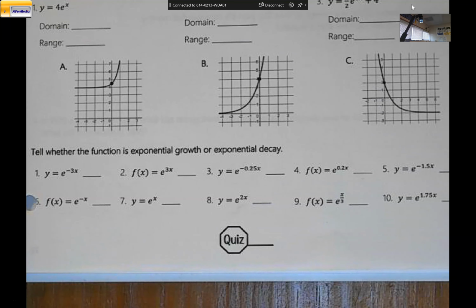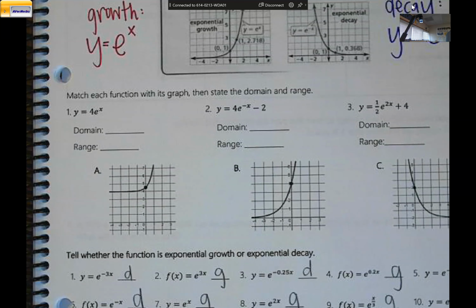Did you do okay? Okay, so now we only have one more element on these natural base exponentials. It is very similar to what we did on the last problem. So what we want to focus on in these problems is the y-intercept, the domain, and the range. So the first thing it wants you to do is match the function with the graph. And then after we have them matched, we'll decide on the domain and range.